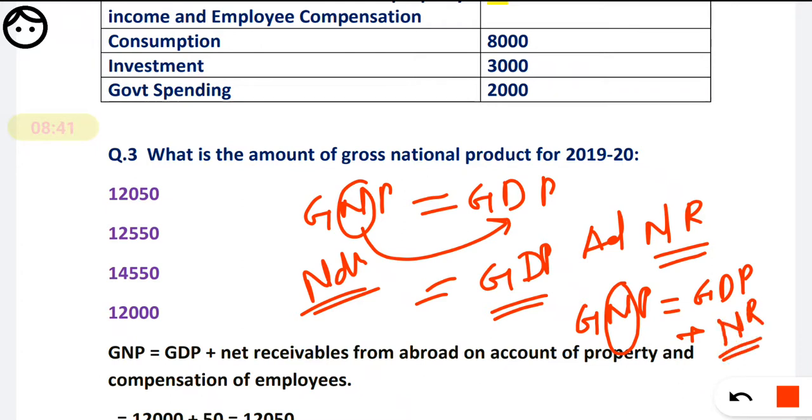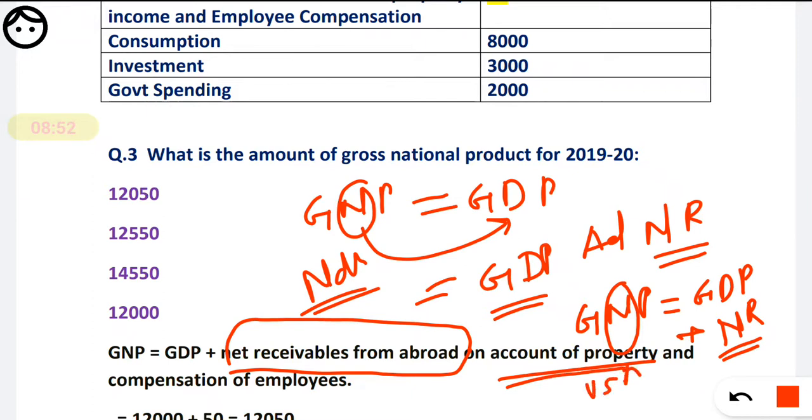Why? Because whatever we are receiving from abroad is on account of property. Suppose one person is having property in the USA, he will receive some rent, so it will be the income of an Indian person. So we are talking about the nationality, so we have to add that. Again the employee compensation, that means suppose the employee worked there and got compensation after coming to India, okay.